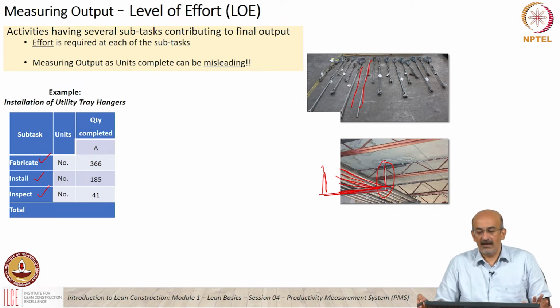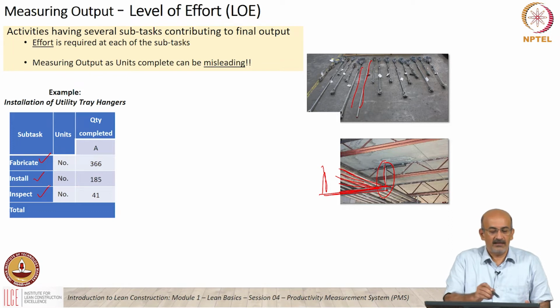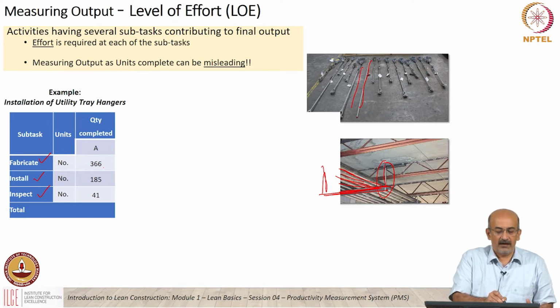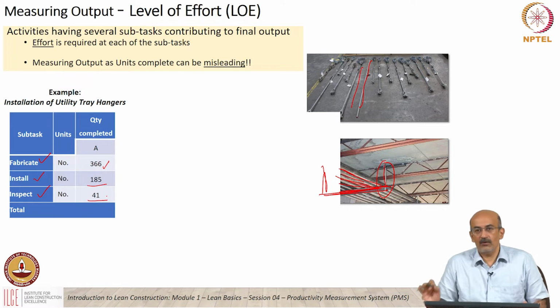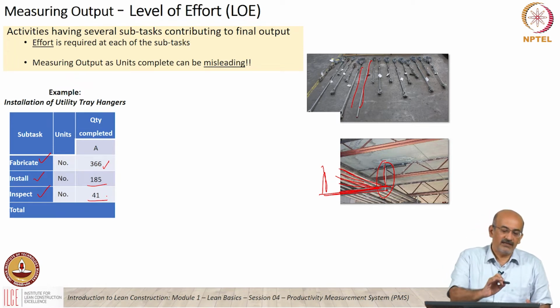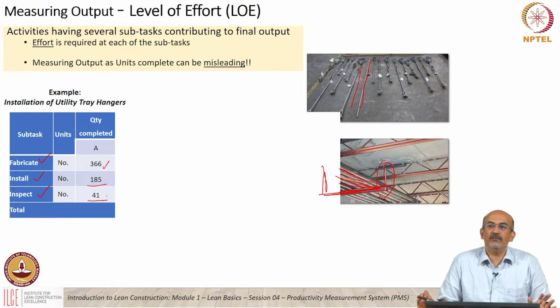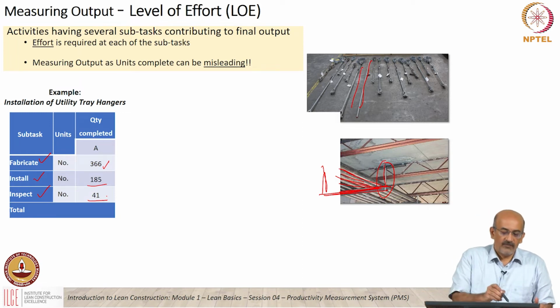If I take a measurement at one stage, I get 366 units have been fabricated, 185 have been installed, and 41 have been inspected and passed inspection. Now, if I am supposed to take output of this activity based on this data, what would be my output measurement? Normally we will take only the inspected one. So if I take only the inspected one, 41.